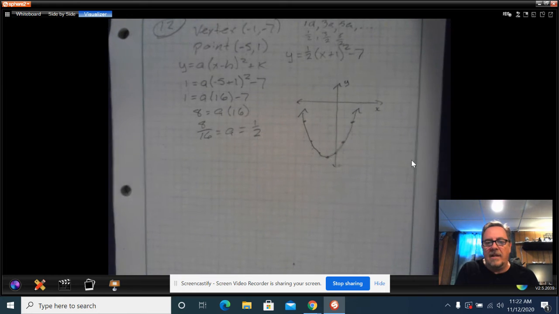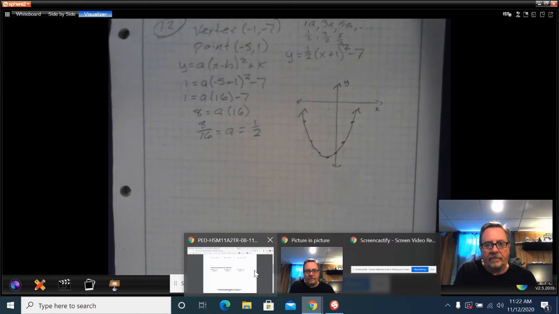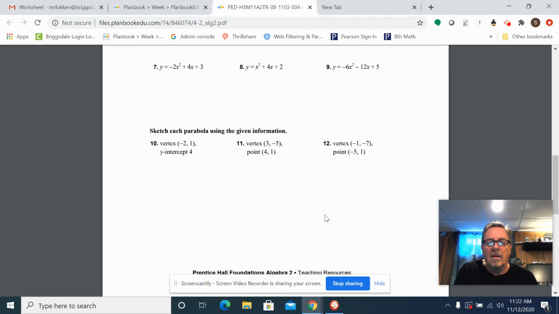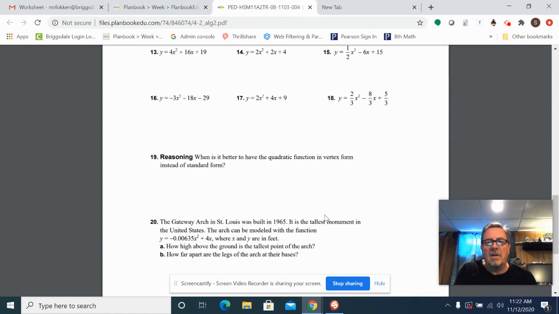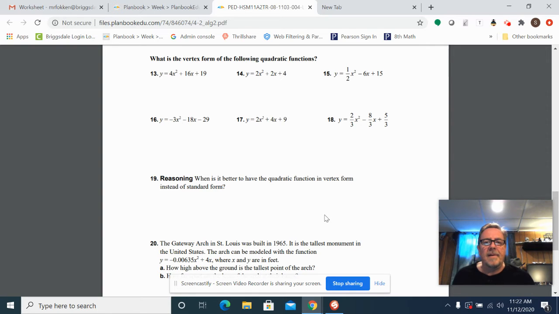Somebody said 18 is a tricky one, huh? Let's see here. 18. I don't know what we're supposed to do. Down a little bit. There we go. What's the vertex form? Same way as we just did on 15. I know, there's fractions involved. If there's fractions, it's a tough problem. Let's see. Could be a tough problem. Who knows? Oh, this is 18.